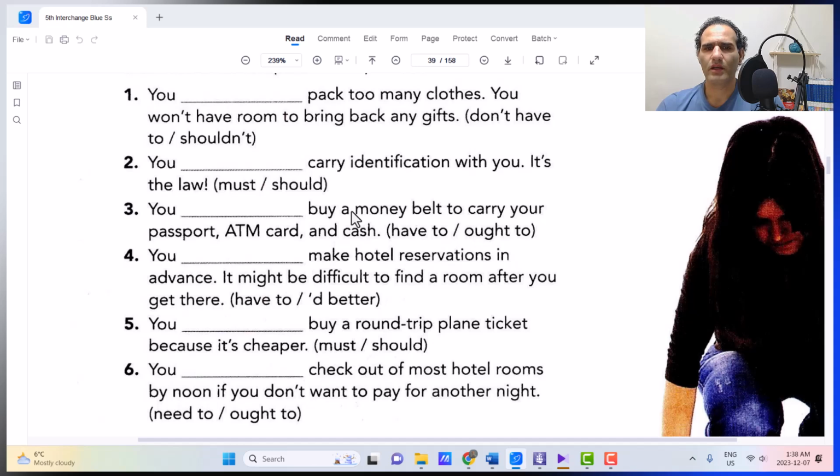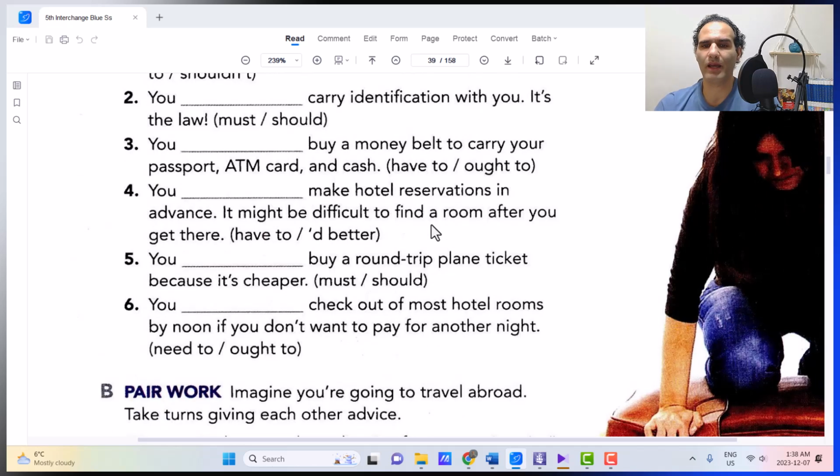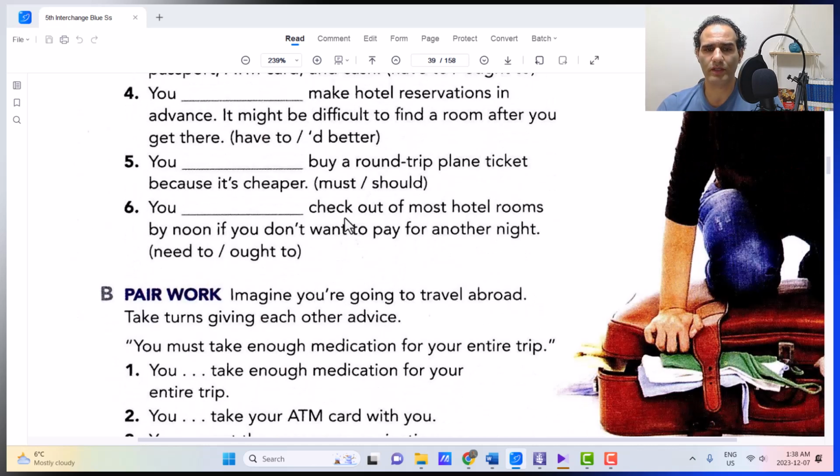It's suggestion. You ought to buy a money belt to carry your passport, ATM card. It means without that, it's also possible. For example, put them in your carry-on bag. Put them in your pocket. So it's suggestion. You'd better make hotel reservations in advance. It might be difficult. Maybe also you can. Number five, suggestion. You should buy a round trip ticket because it's cheaper, yeah?